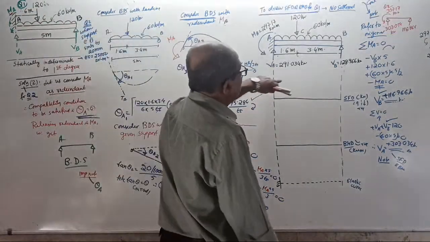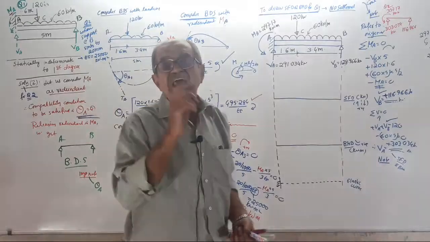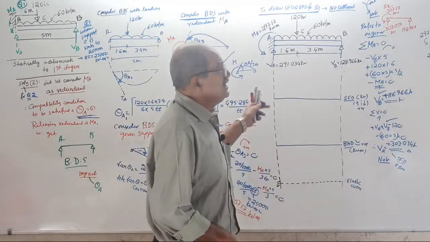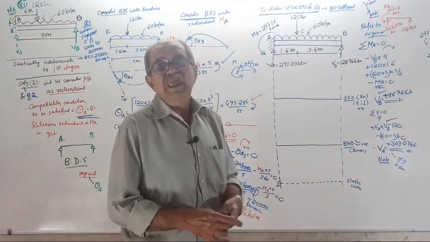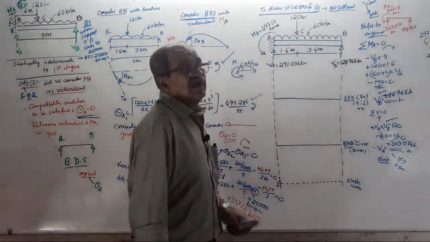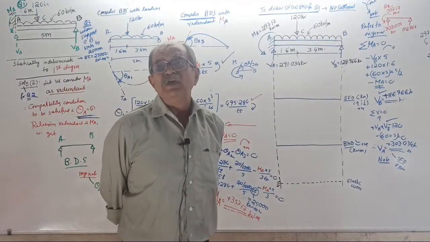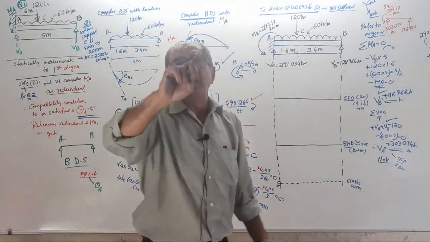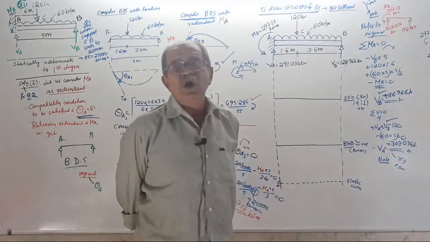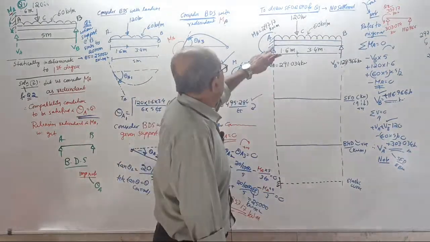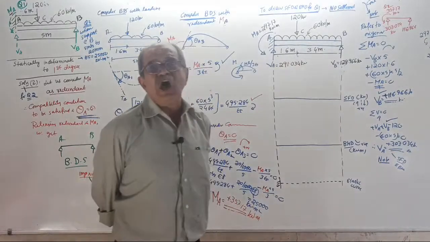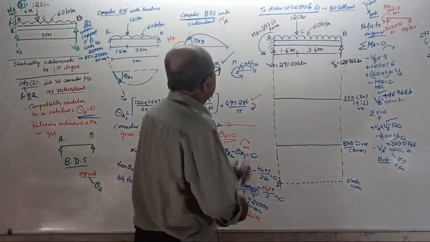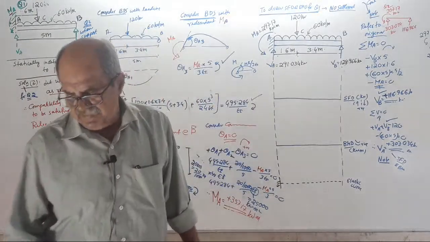What you should do, if you are serious, is solve question 1 by VB redundant, then solve the same question by MA redundant, and finish SFD-BMD. Then write one more question that supports B sinks, again solve by VB redundant, again solve by MA redundant, and then draw SFD-BMD. Okay, start. Now we are going for SFD-BMD.